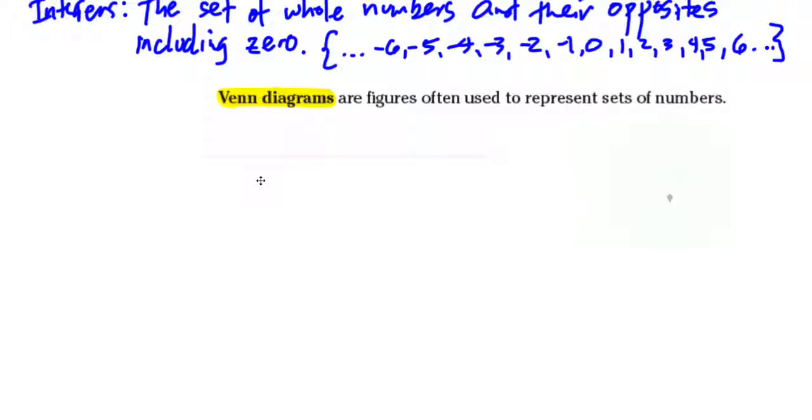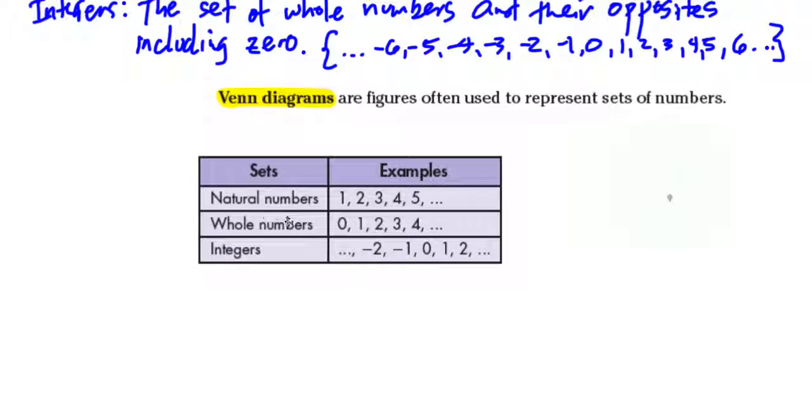If we look at our table right here, we have natural numbers. I mentioned that a few minutes back: 1, 2, 3, 4, 5. That means it's basically the set of whole numbers, but not including 0. So the set of natural numbers does not include 0. The set of whole numbers includes 0, and the set of integers includes both the natural and whole numbers.